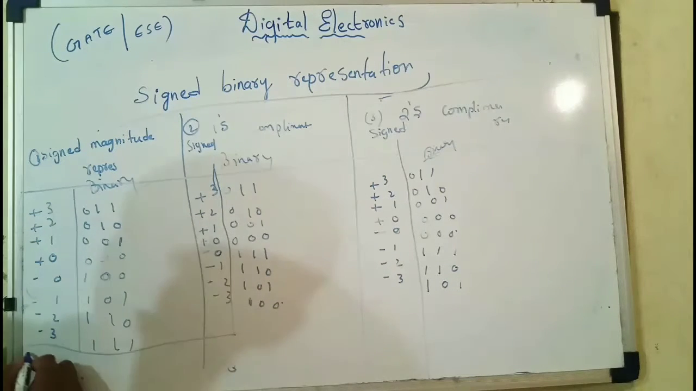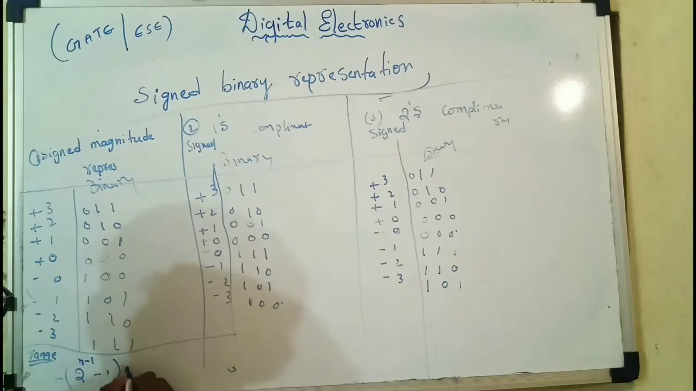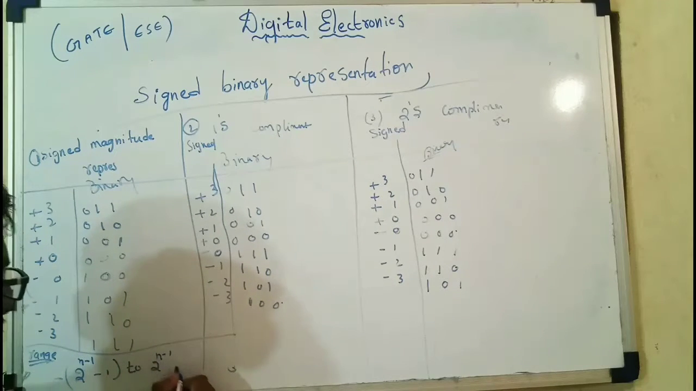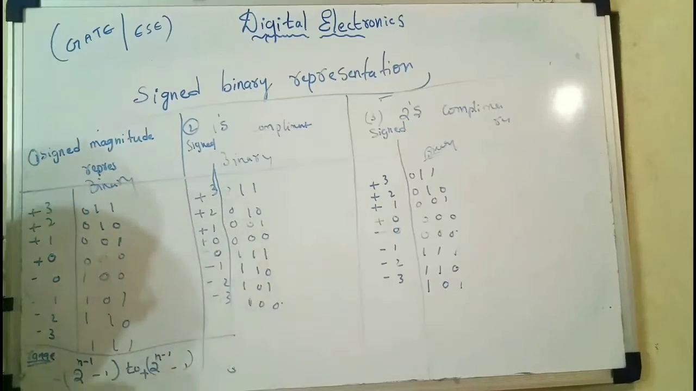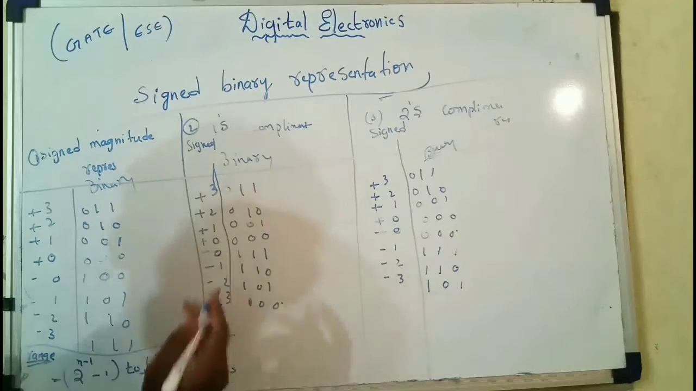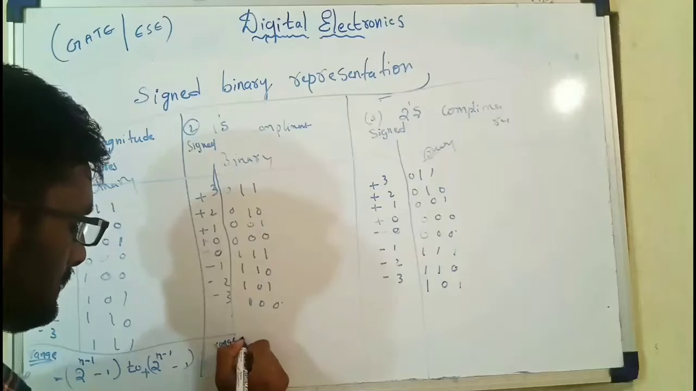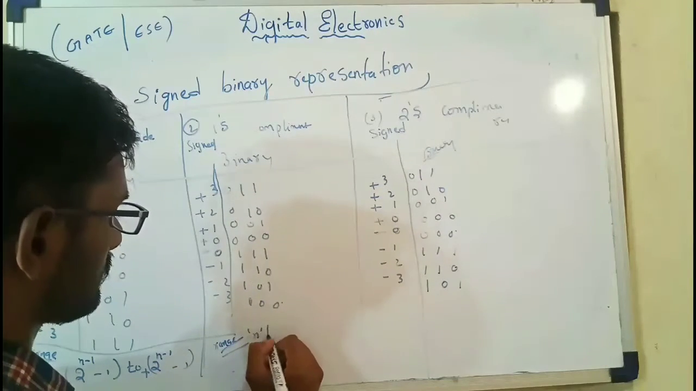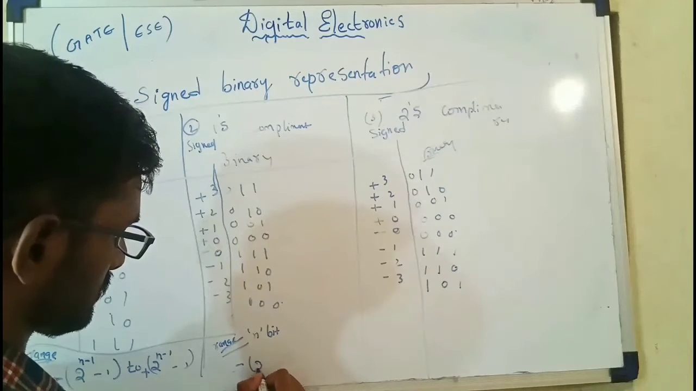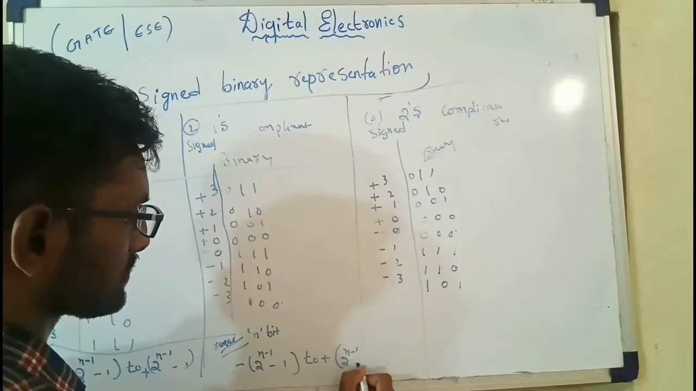Here in sign magnitude we have seen the range. For n bits the range is minus of 2 power n minus 1, minus 1 to 2 power n minus 1, minus 1. Here also the same, because we didn't change anything, because 0 has two representations. Here also for n bits, the range is minus 2 power n minus 1, minus 1 to plus 2 power n minus 1, minus 1.